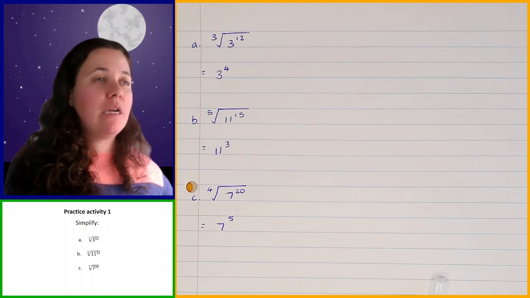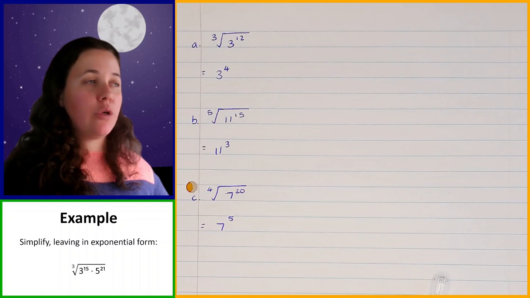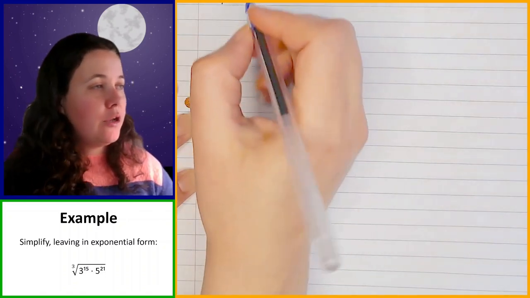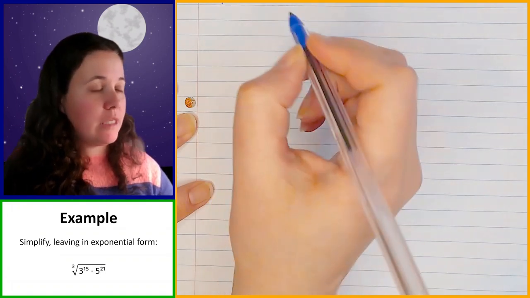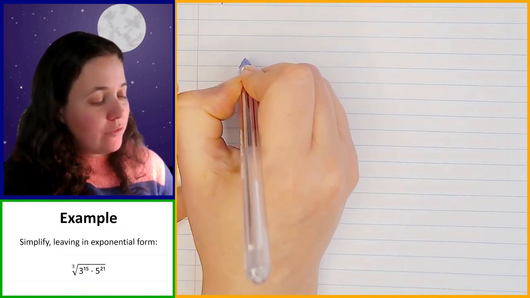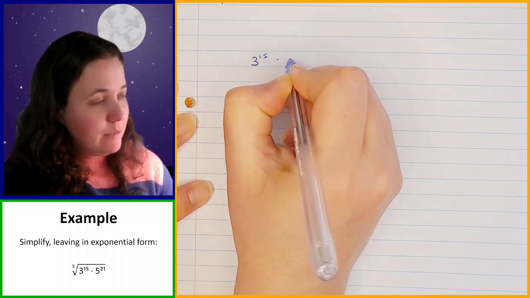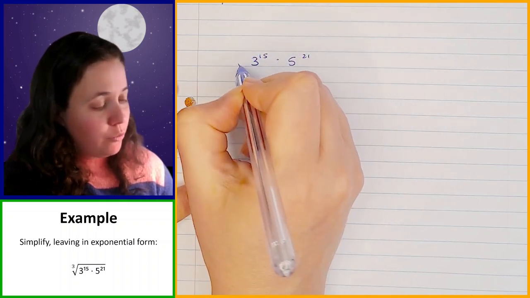Okay, let's have a look at another example. Now in this example, we've got a little bit more that's going on. So we have got 3 to the power of 15 and 5 to the power of 21 inside that root sign. Okay, so I've got over here 3 to the power of 15 times 5 to the power of 21, and we're finding the cube root of that.